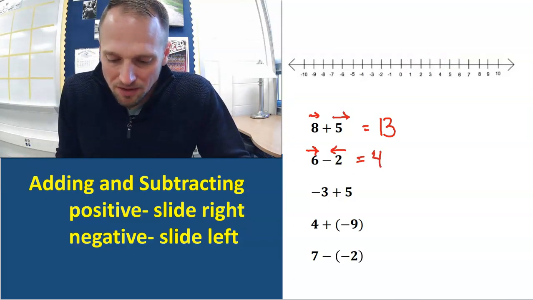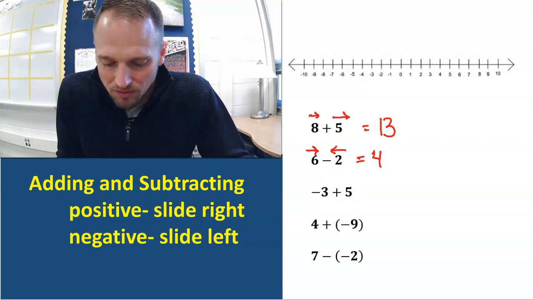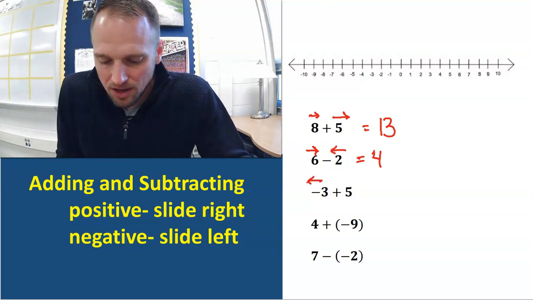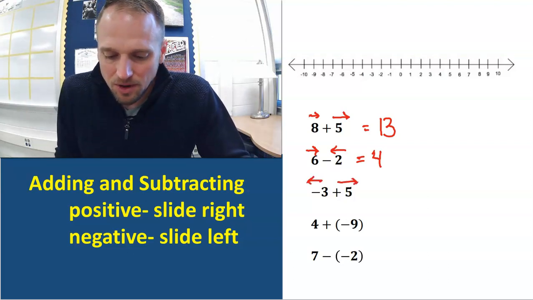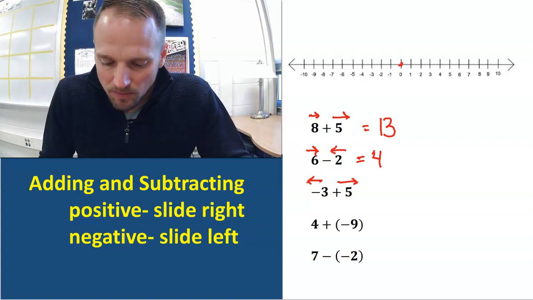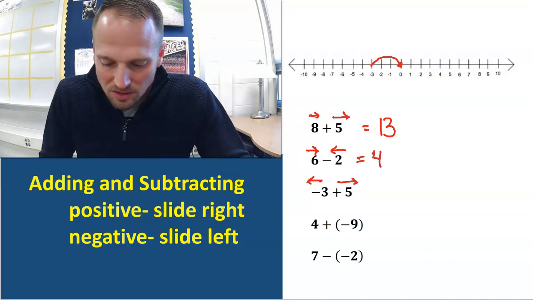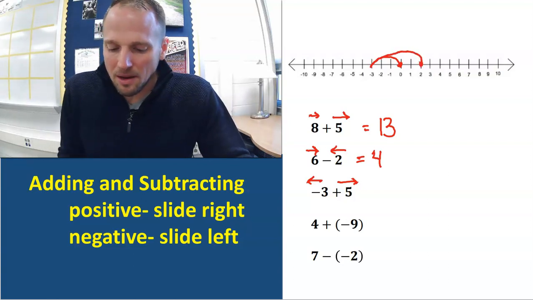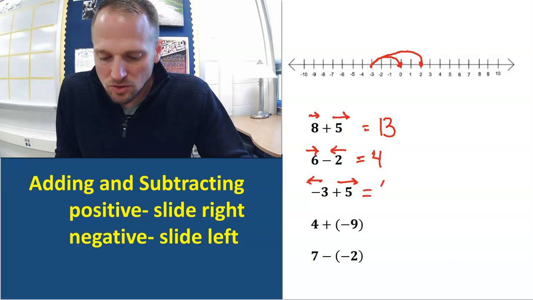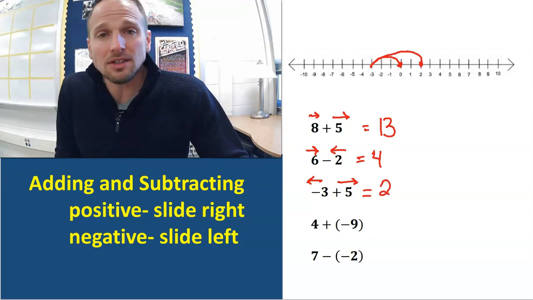The next one, negative 3 and a positive 5. So negative 3 is going to slide to the left. Positive 5 is going to slide to the right. So starting at 0, and we're going to go to negative 3, so slide to the left 3, and then slide to the right 5, 1, 2, 3, 4, 5, and we're going to land up there at positive 2. Okay, let's look at the next one.